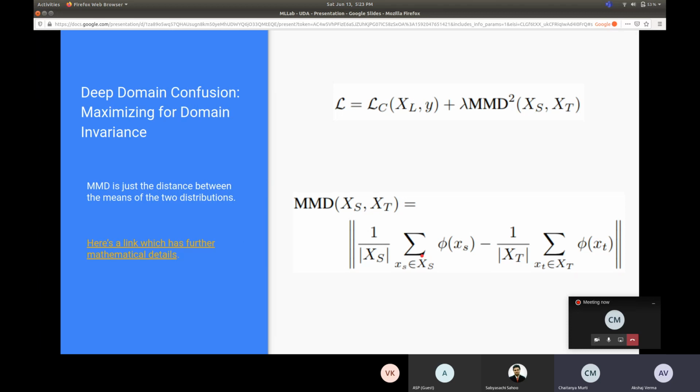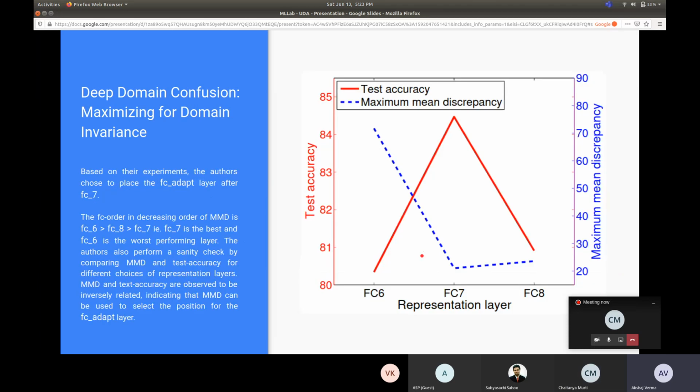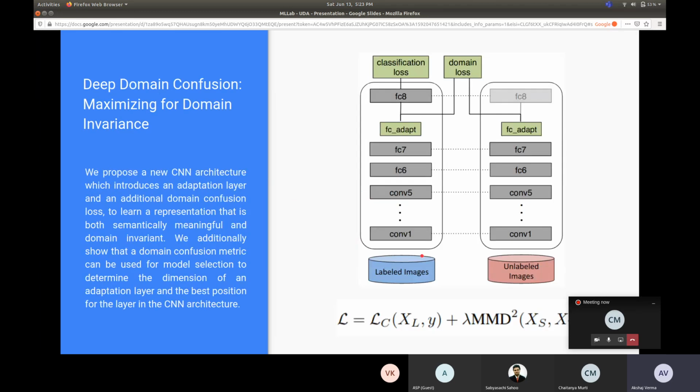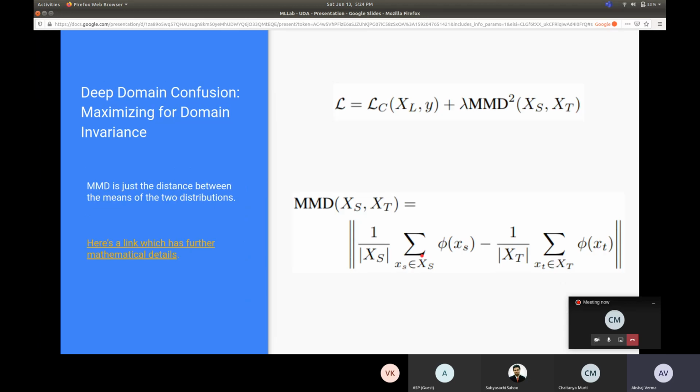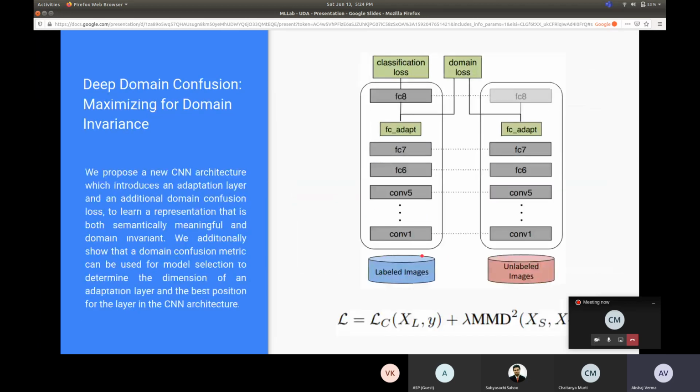Thanks. All right. So this is it. The authors here had two choices for the FC adapt layer. One was where do you actually place it, and also before that, the architecture these guys followed was from a paper in 2013 that was the ImageNet competition winner. It has 5 conv layers and then 3 fully connected layers on top of that. So they had a choice to make: what should be the number of neurons in FC adapt, and where should they place it?